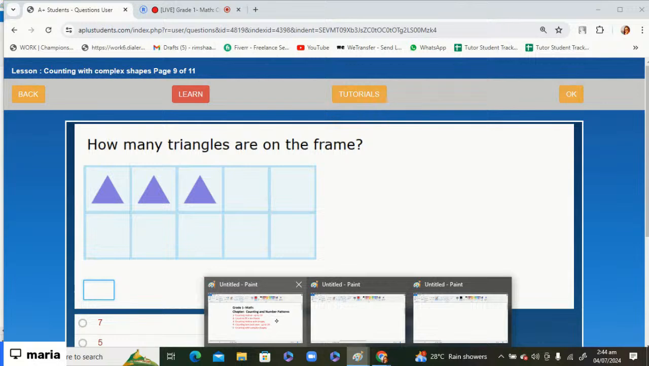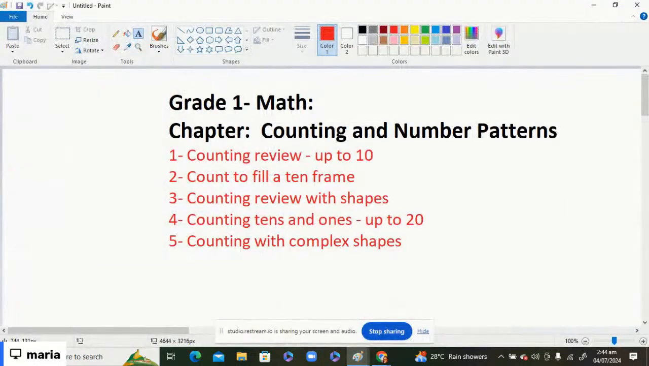So today we discussed grade 1 maths. This is the chapter name. Today we discussed counting and number patterns. And these are all the lessons we discussed today, which are counting review up to 10, count to fill a 10 frame, counting review with shapes, counting tens and ones up to 20, counting with complex shapes.